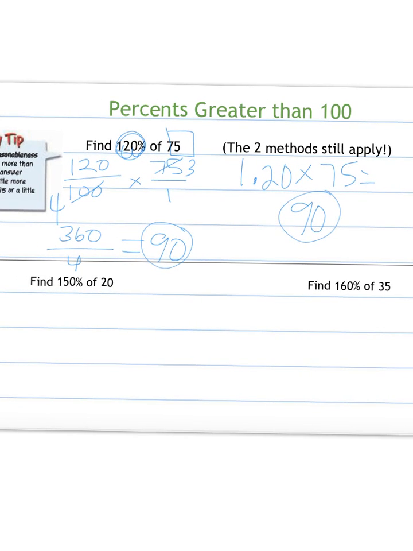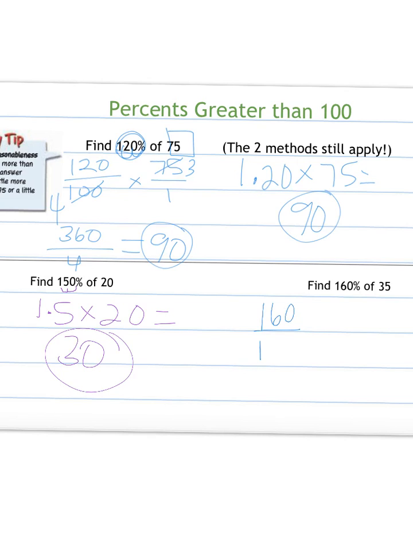A couple here for you to try on your own. Find 150% of 20. I'm going to do this one as a decimal. So move it 1, 2 to the left. 1.5 of 20, of again means to multiply. 1.5 times 20 equals 30. Okay. And the other one, find 160% of 35.